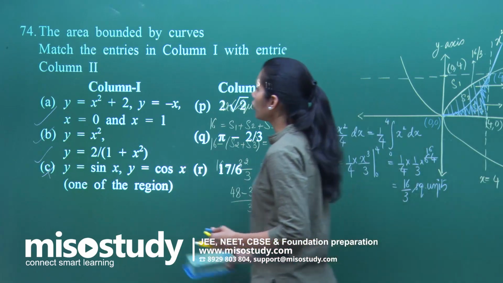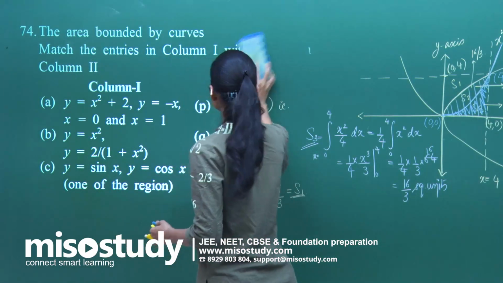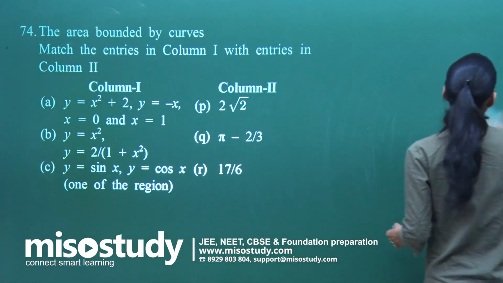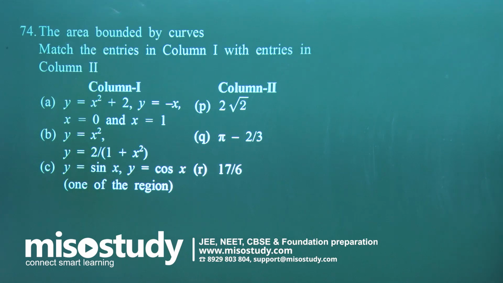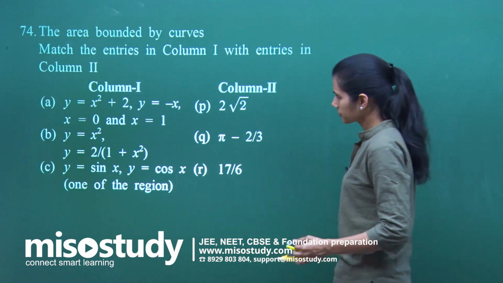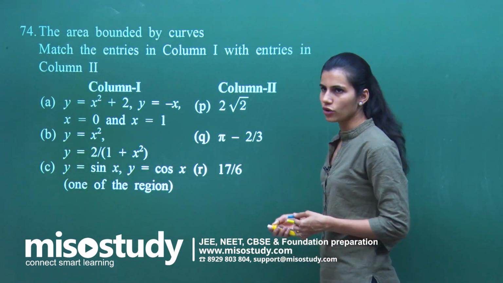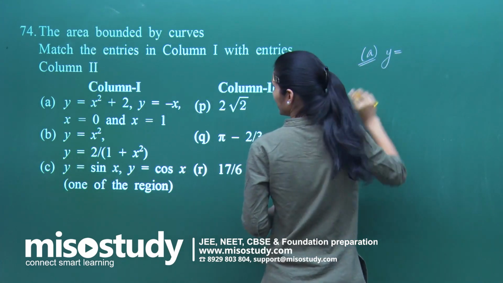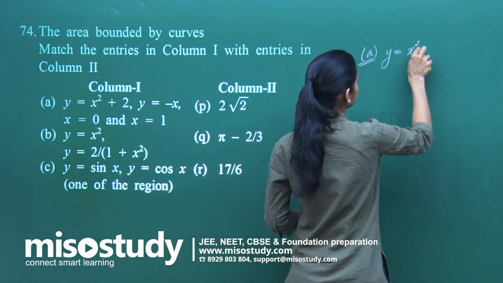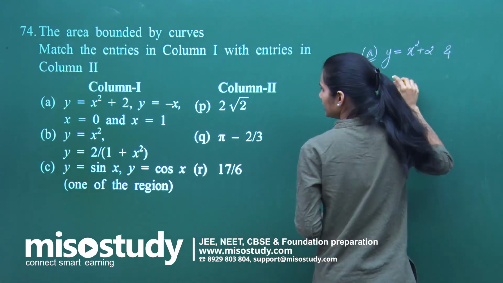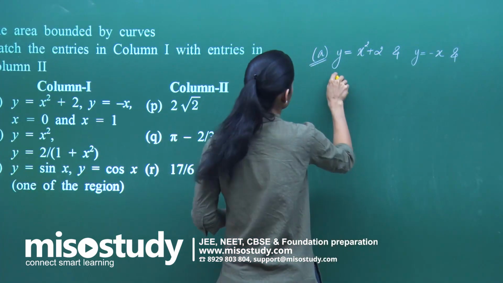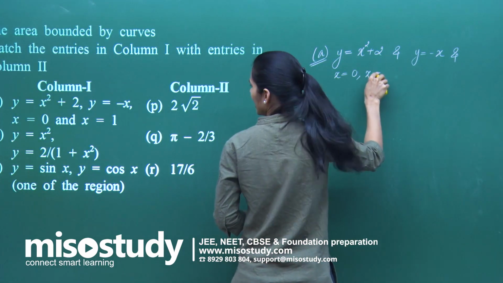Now over here in column 1, there are some figures, functions, graphs given, and in the right hand side column, that is column 2, you have the areas given. We have to match the graphs with their corresponding areas. Beginning with the first figure in column 1, which is A. It says y is x squared plus 2 and y is equal to minus x and x is 0 and x is 1.